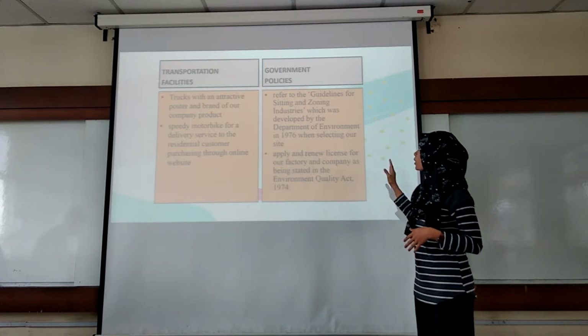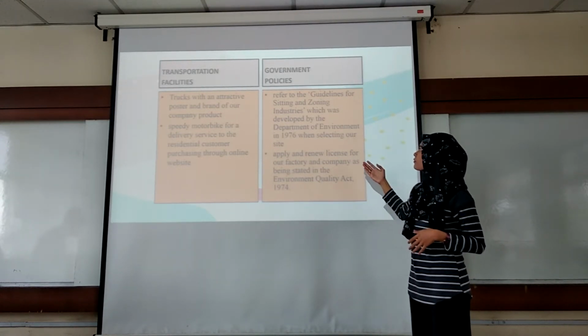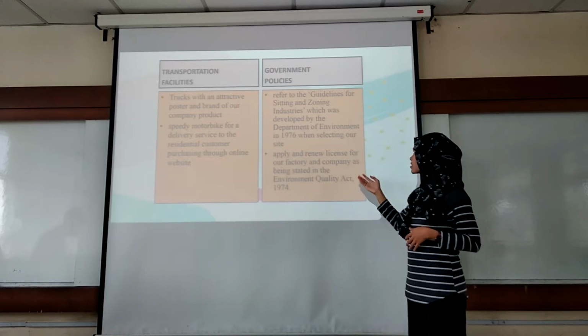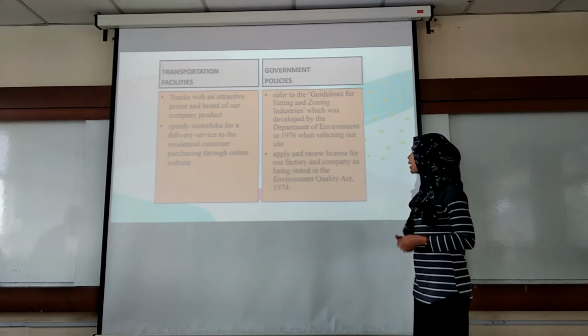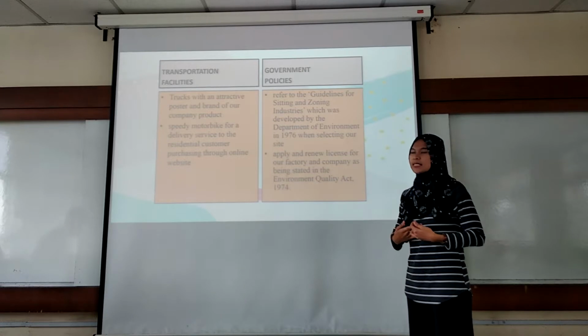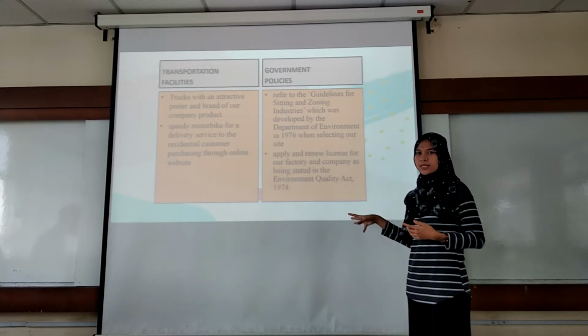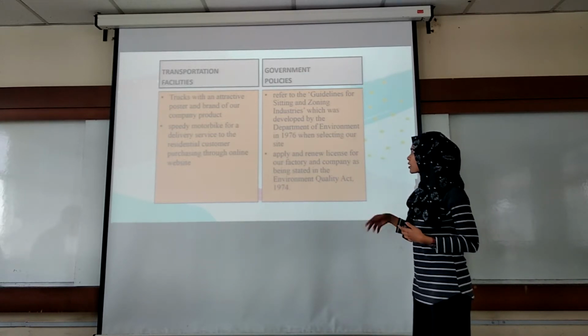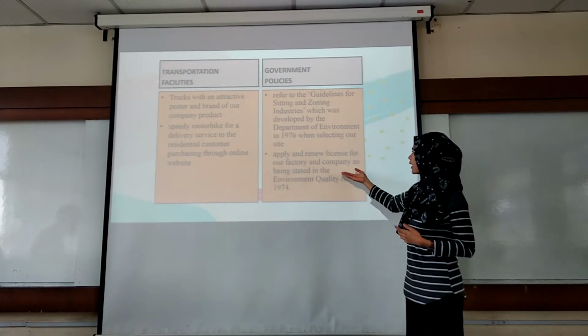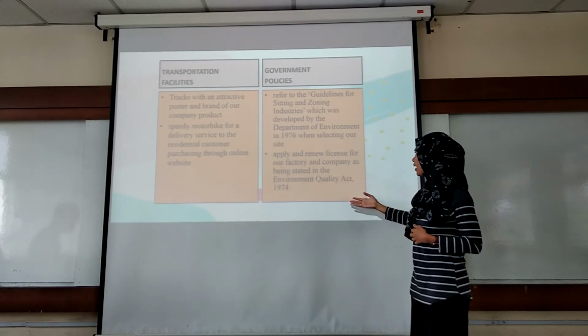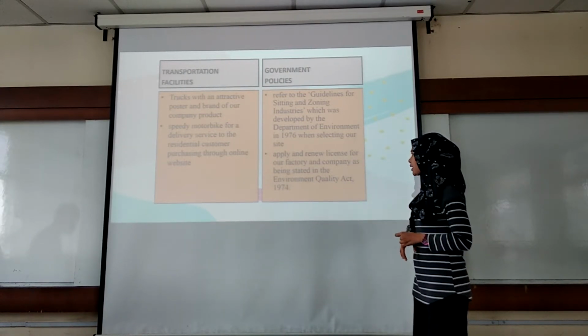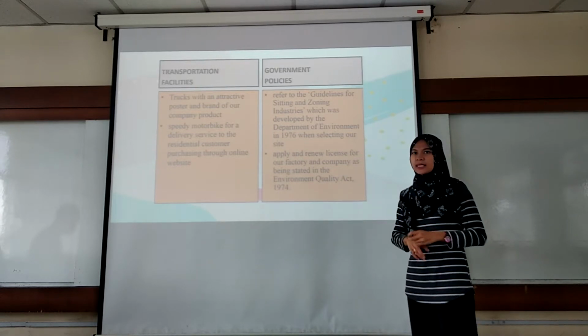So for the government policies, we are referring to the guidelines for siting and zoning of industries, which was developed by the Department of Environment in 1976, when we selected our site. We will also apply for and renew licenses for our factory and company as stated in the Environment Quality Act 1974.